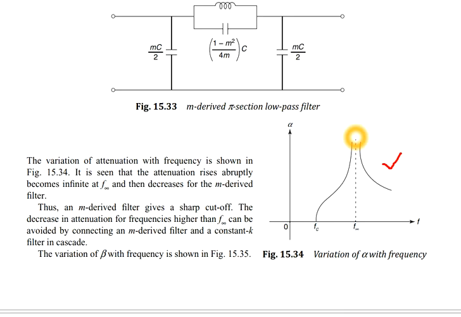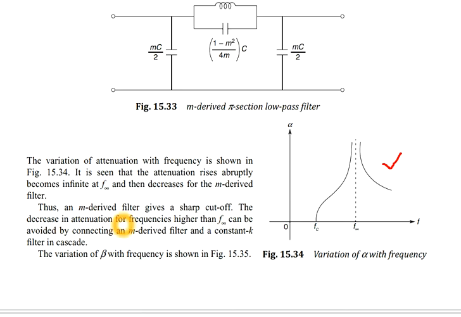This is the logic behind the m-derived filters. The variation of attenuation with frequency is shown in the figure, and it is seen that the attenuation rises abruptly, becomes infinite at f infinity, and then decreases for the m-derived filter. At the same time you can go back and check the constant K low pass filter and its characteristic. What is the difference? Then you can understand the importance of m-derived filters. Therefore an m-derived filter gives a sharp cutoff.